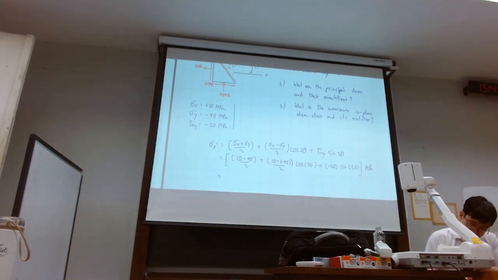So let me do this. Minus 30 divided by 2, so minus 15, plus 25 cosine of 50, minus 20 sine of 50. So in the end, this is minus 14.25 MPa.